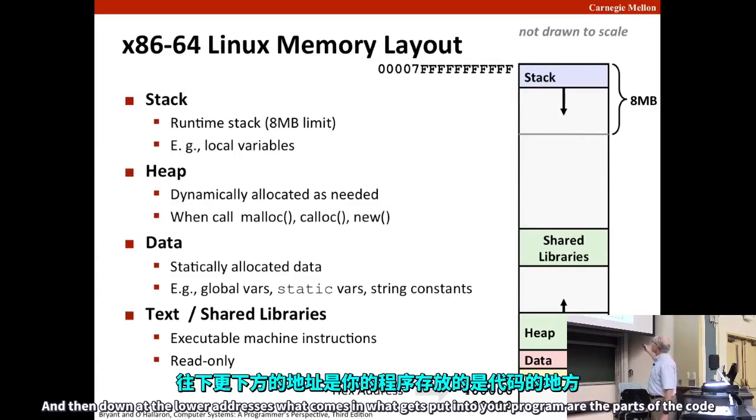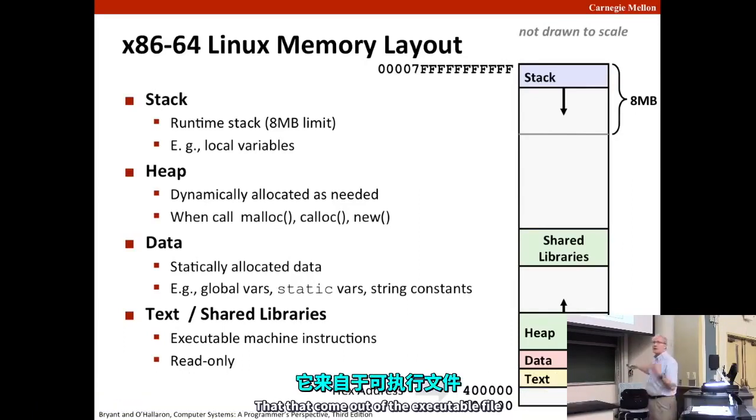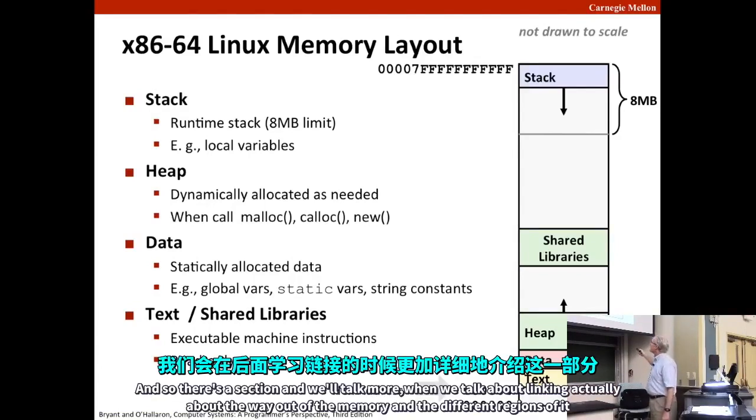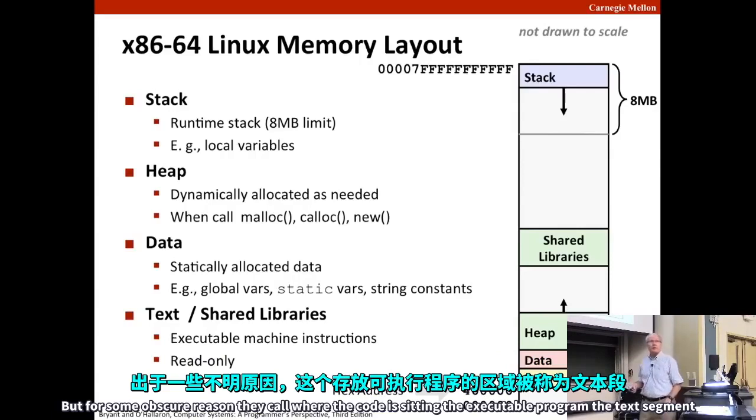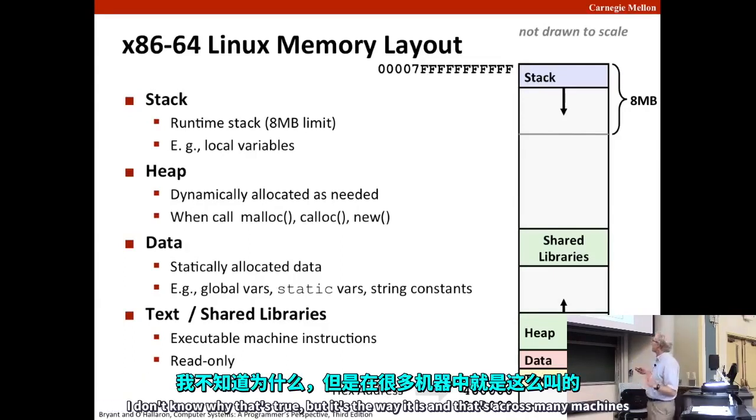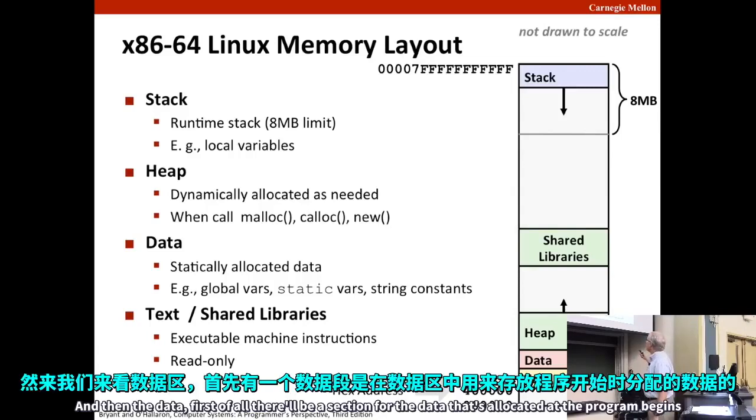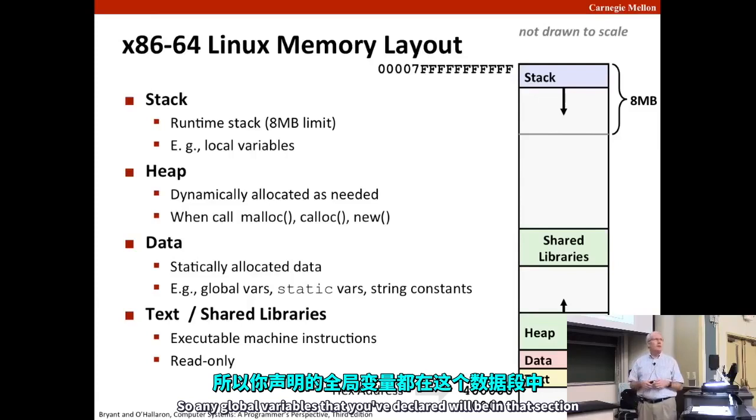And then down at the lower addresses, what gets put into your program are the parts of the code that come out of the executable file. And so there's a section, and we'll talk more about the layout of the memory and the different regions of it when we talk about linking. But for some obscure reason, they call where the code is sitting, the executable program, the text segment. I don't know why that's true, but it's the way it is, and that's across many machines. And then the data: first of all, there'll be a section for the data that's allocated when the program begins. So any global variables that you've declared will be in that section.